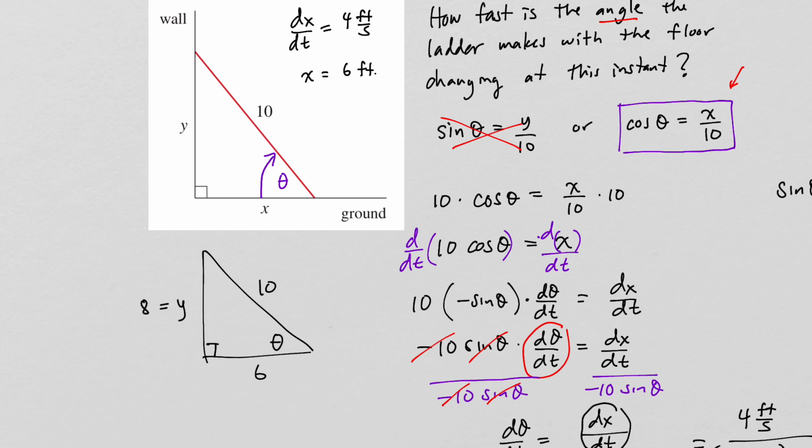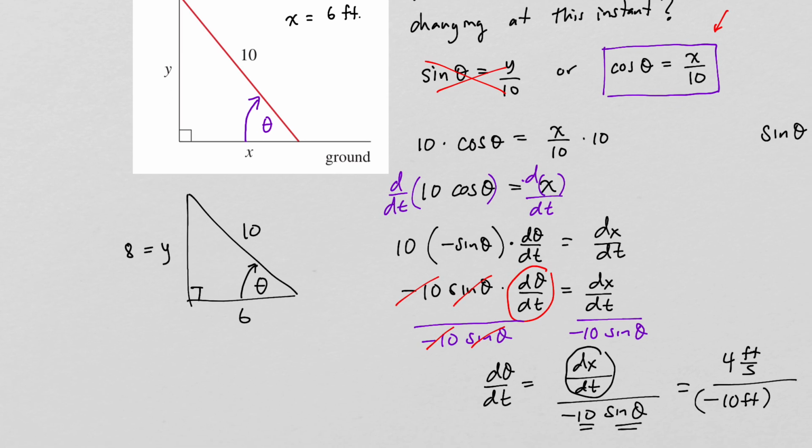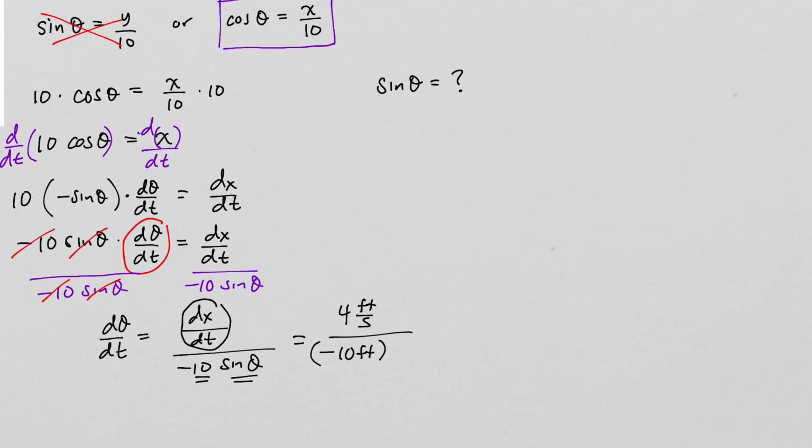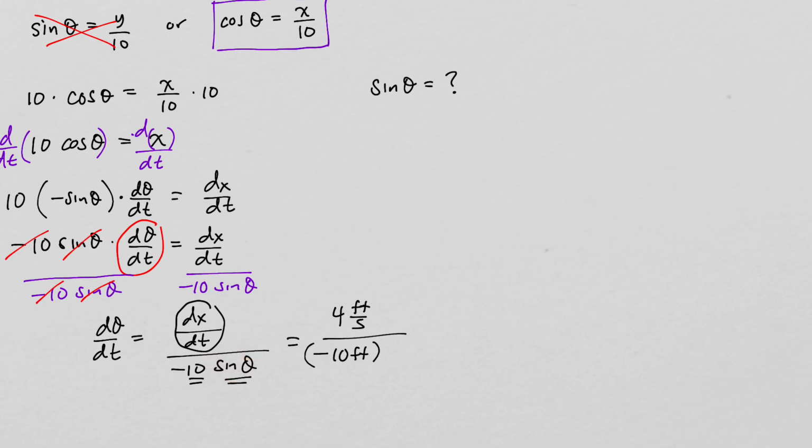And if this is theta, at that moment, you can say the sine of theta is equal to the opposite side divided by the hypotenuse. So that's 8 divided by 10, which can be simplified to 4/5. So again, by setting up a very simple diagram, we can figure out that sine of theta at this instant is 4/5. And now I'll just come down here and I'll replace sine of theta with 4/5. And now we'll do the math here.